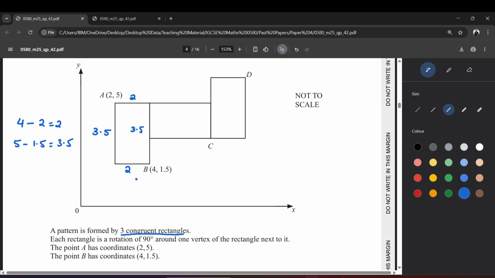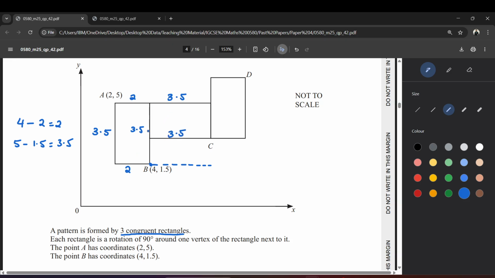Okay, now if I want to find the x coordinate of C, that would mean that I have to move from this point some units to the right in the direction of x. Now remember what it said, that each of these rectangles are congruent and they have been rotated 90 degrees. So you had this rectangle, then you rotated it 90 degrees, and this is what you get. When you rotate this another 90 degrees, this is what you get. So if this is 3.5, that means that this should also be 3.5.